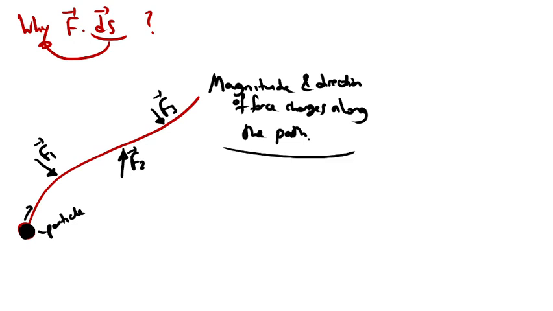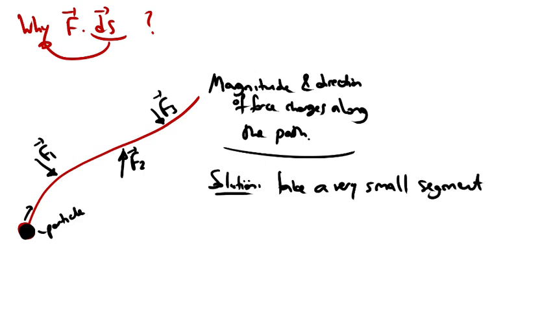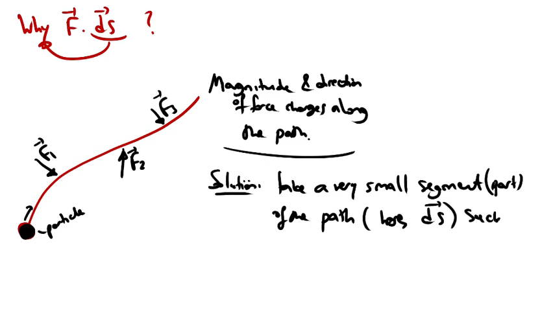So what's the solution? The solution is to take a very small segment, let's say a part of the path. Here we take the ds. Okay, then such that, let me remove the vector sign here, such that the force is constant.